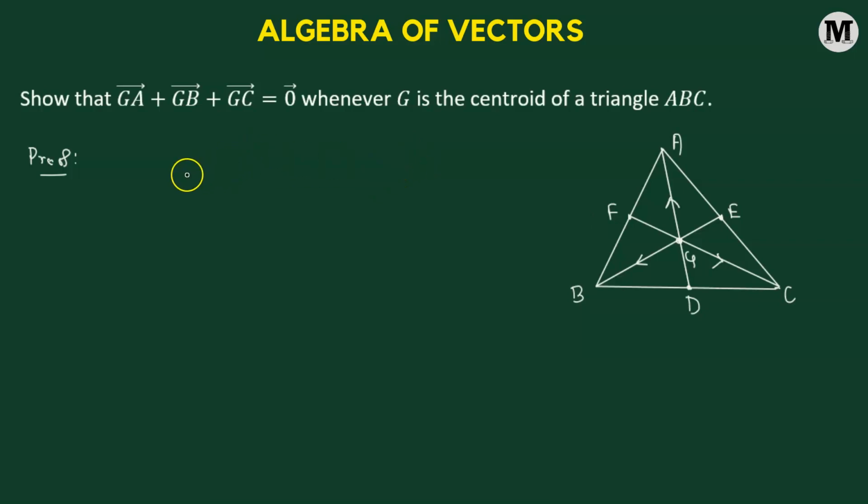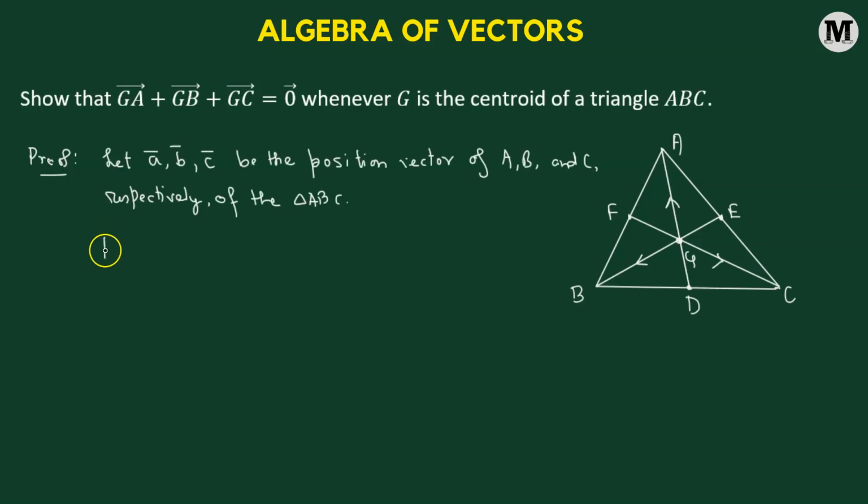Now, we have already worked out in a previous problem that the position vector of the centroid of a triangle is given by the sum of the position vectors of the vertices A, B, and C, divided by 3. So let us first name the position vectors of A, B, and C as A vector, B vector, and C vector respectively. So now we will consider the position vector of the centroid. The position vector of the centroid G will be given by OG vector, so that's A vector plus B vector plus C vector, all divided by 3.